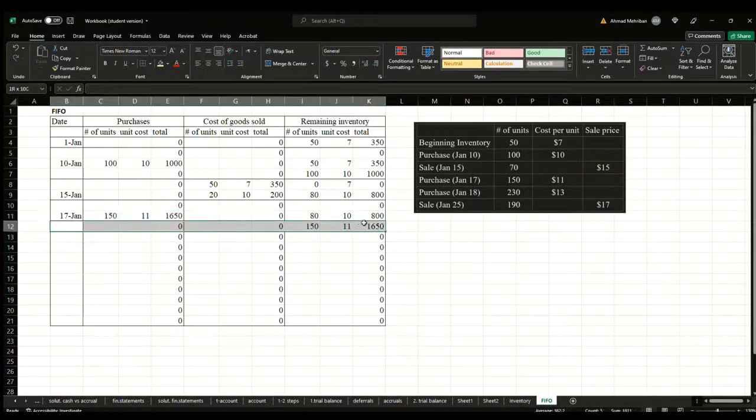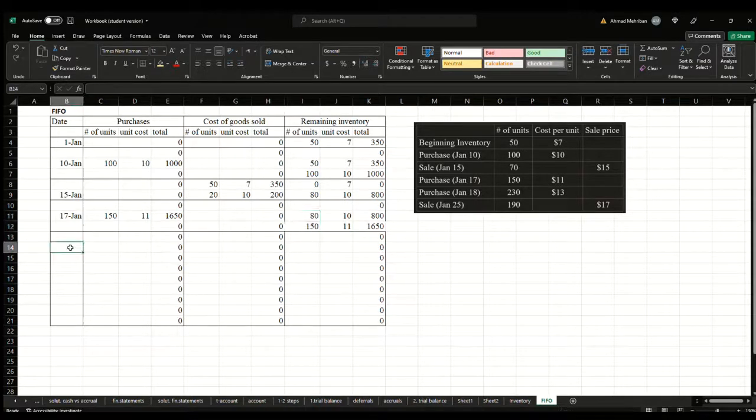So the remaining by this point is this much. In total, we have 2,450 dollars of inventory, or 230 units of inventory we have. And on January 18, I purchased another one right here.